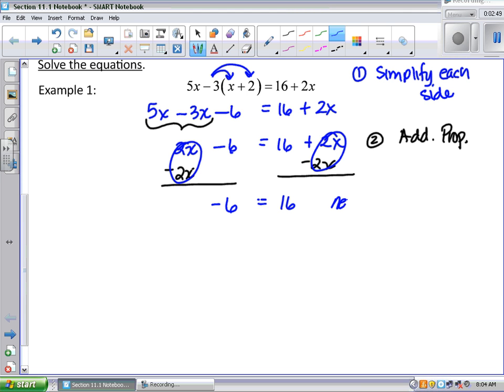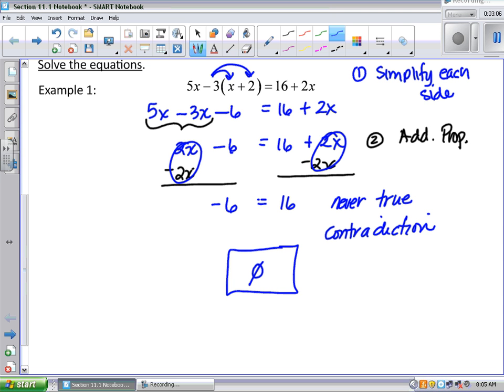This equation will never be true. So an equation that is never true is called a contradiction, and the answer that we give to a contradiction is always the empty set. That's what we enter as our answer. Let's do two more examples.